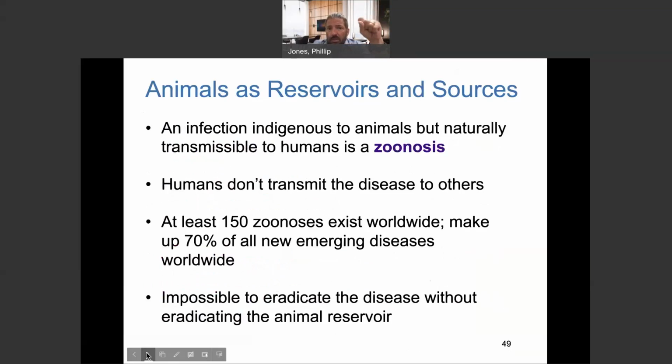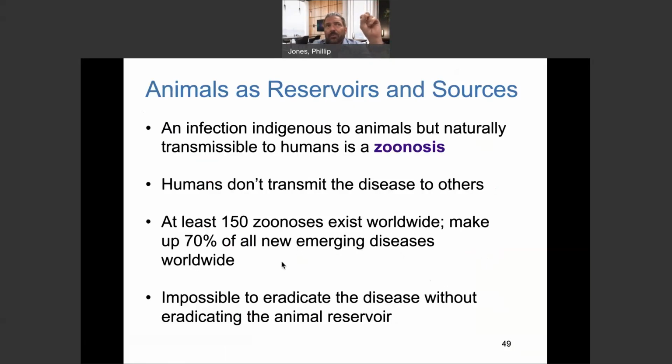All right, zoonosis, an infection indigenous to animals but naturally transmittable to humans, is zoonotic. As far as I can tell, I'm not saying 100% right, but COVID was not zoonotic. It wasn't something that a bat could transfer to us. This was genetically engineered to do that. All right, humans don't transmit the disease to others. At least 150 zoonoses exist in the world, making up to 70% of the new emerging diseases worldwide.